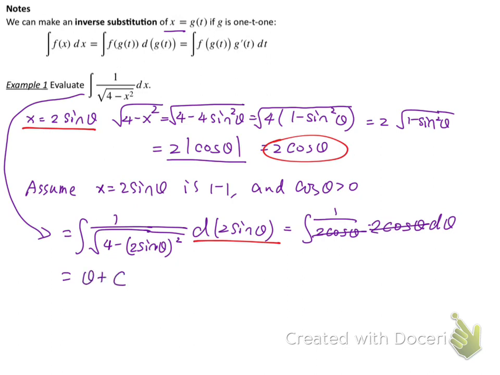plus c. But what is theta? Theta is the angle such that x equals 2 sine theta. So sine theta actually is x over 2, or theta is inverse sine of x over 2. Okay, so this is actually inverse sine of x over 2, then plus c.